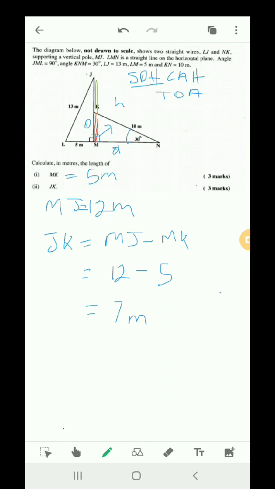Right? So we've found the answers for both questions that we were asked to. MK equals 5 meters, JK equals 7 meters.